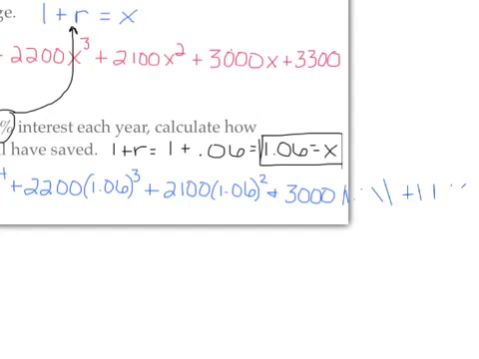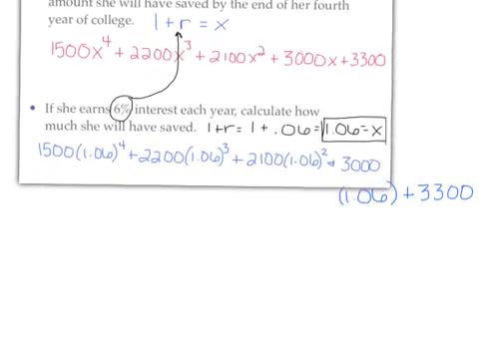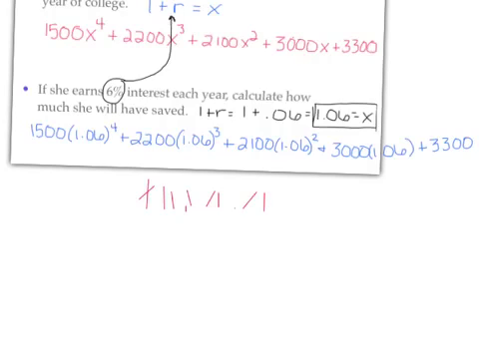Okay, let's start typing away. When I type that massive equation into my calculator, let me see if I can shrink that up so you can see the whole thing. When I typed that massive equation into my calculator, I ended up with a grand total of $13,353.51. And that would be the answer to my question. That's how much I would have saved earning 6% interest per year.